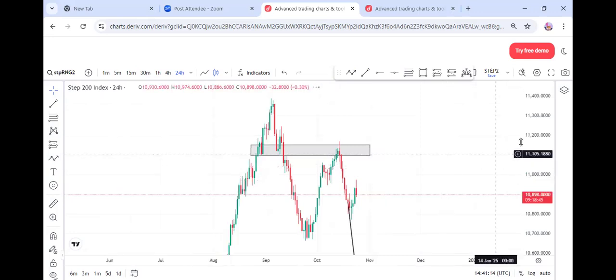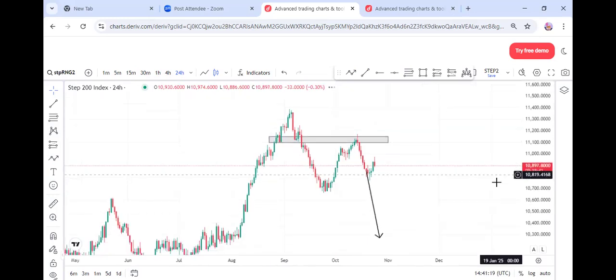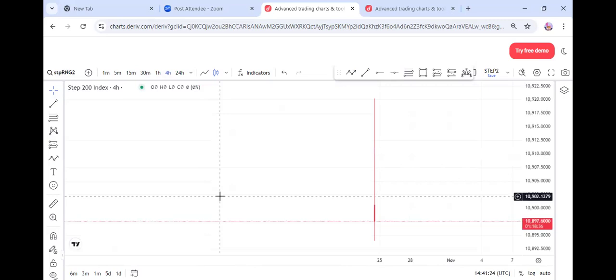Can you see this? I actually sent this into the group. Can you see this Step 200 now? Can you see this? This market formed a head and shoulder here. Let me go to the 4 hours so you can see it very well.